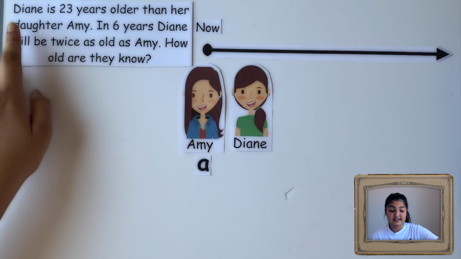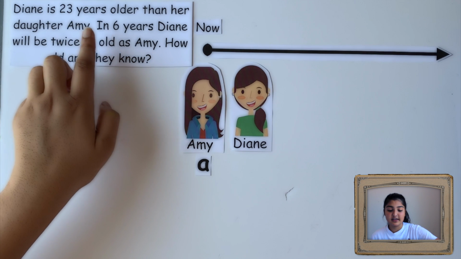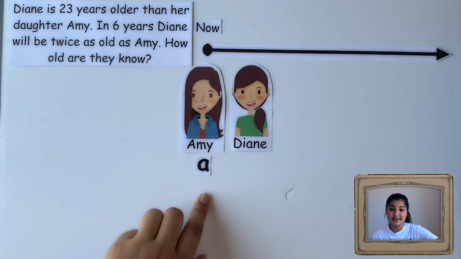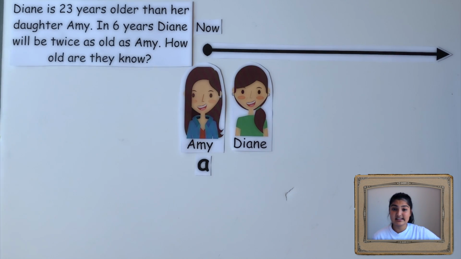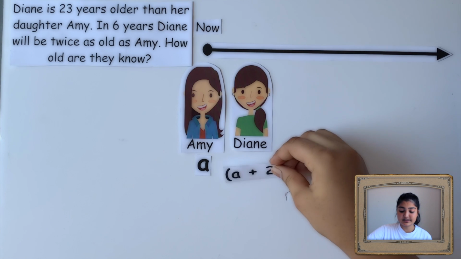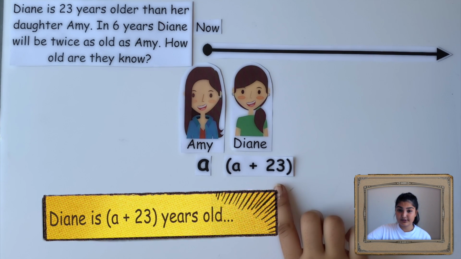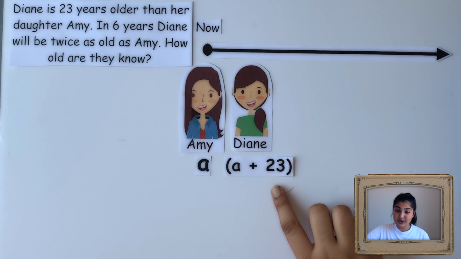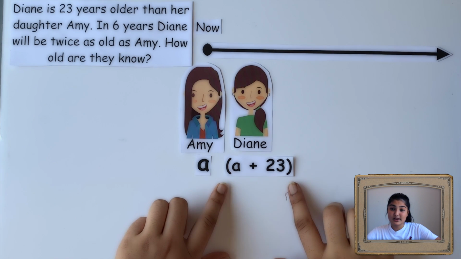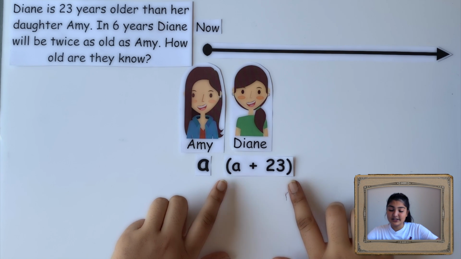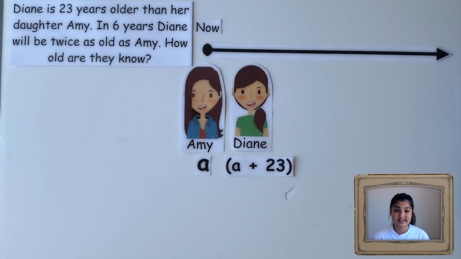And since Diane is 23 years older than Amy, Diane's age can be assumed as (A + 23). Notice how I used parentheses here. Don't forget to use parentheses. It'll make it a lot easier to understand.